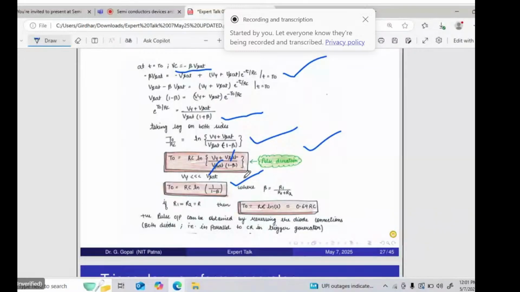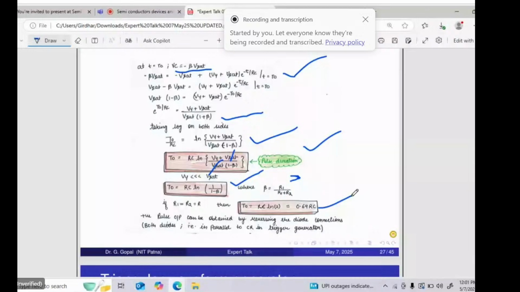Now let us suppose there is a case when the resistances R1 and R2 we have opted have the same value of R. So what is beta here? Beta is half only. So you can find t naught equal to Rc ln 2, which is 0.69 Rc. This is the pulse duration. Here you have obtained the negative pulse.